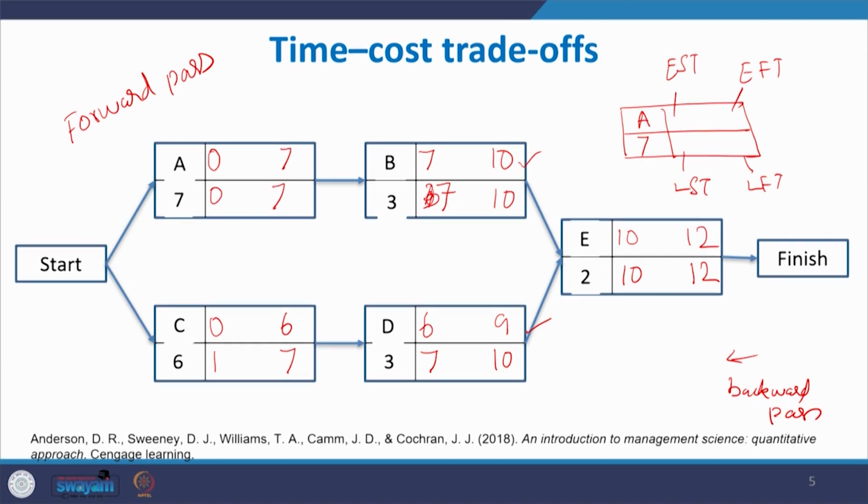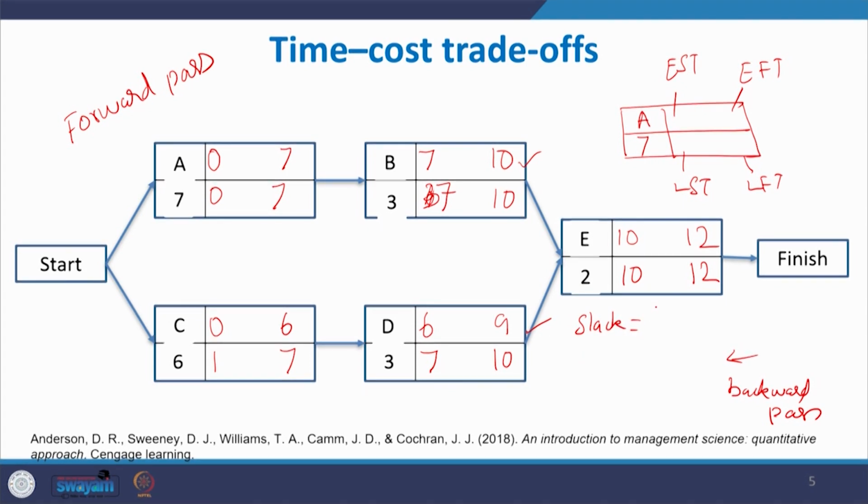How to find out the critical path? The path which is taking the longest duration. Otherwise, if you connect all critical activities, what are the critical activities? Activities which are having 0 float or 0 slack. So, what is the slack? We have discussed it in the previous class.